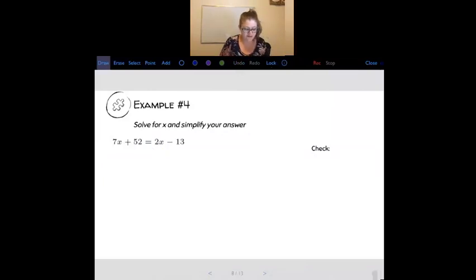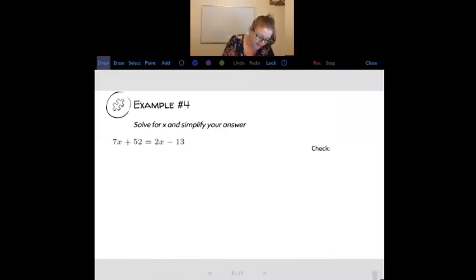Solve for x and simplify your answer. So in this problem here, we have variables and numbers on both sides of the equation. The strategy here is to get our variables together on one side, left or right, your choice, and then our numbers on the other. So what I'm going to do is get the x's to the left-hand side and my numbers to the right-hand side, but I'm going to do it one step at a time.